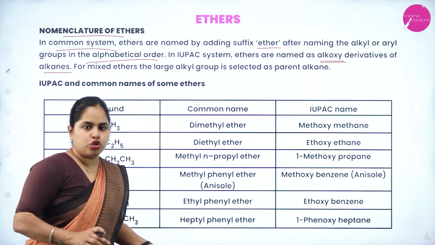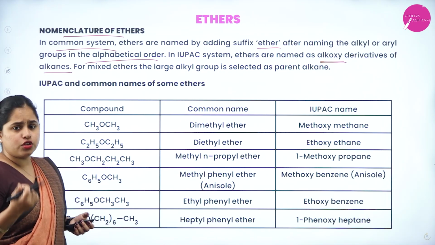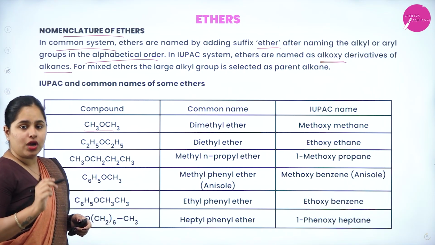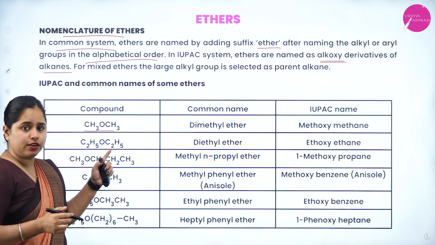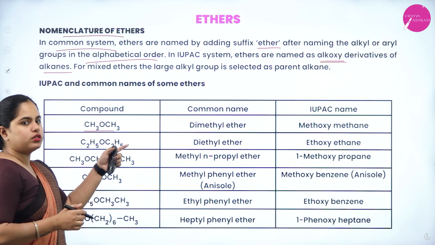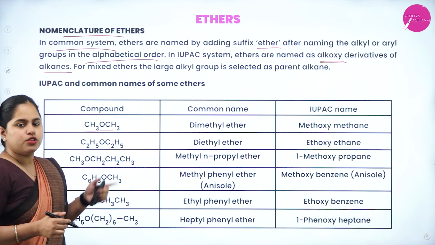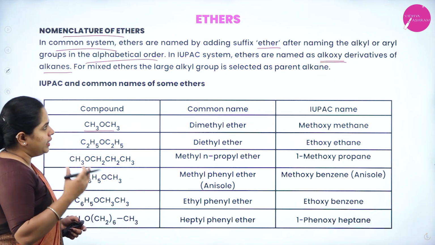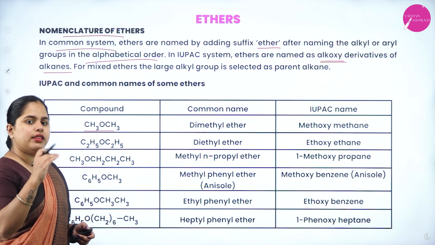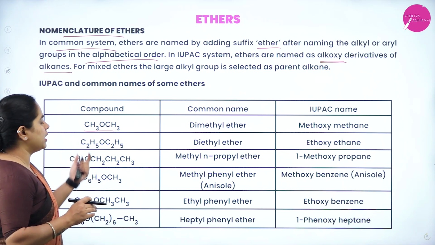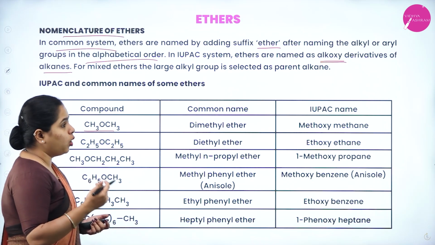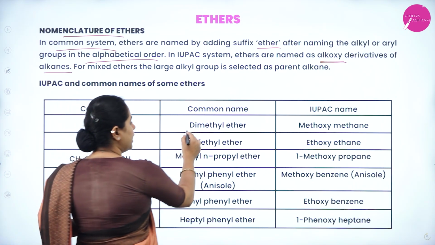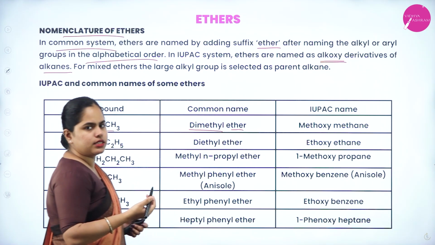So once we go through these examples, it will be clear for you. The first one you can see here is CH3OCH3. It is a symmetric ether, and on both sides you have a methyl group. How do you write the common name? As discussed, you have to name the alkyl or aryl group and then end it with ether. Which is the alkyl group here? It is methyl. And how many are there? Two, on either side. So it is dimethyl ether. That is the common name.